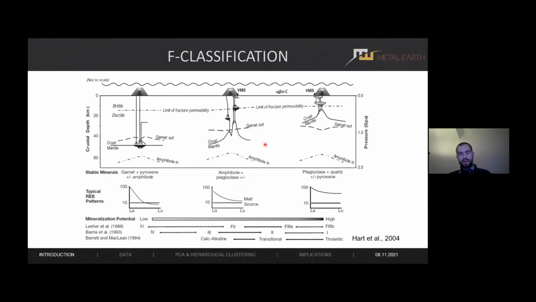In contrast, shallow metal lenses are obviously not associated with these high pressure mineral phases, and they have flat REE patterns. So the F classification reflects this depth relationship, with F1 being associated with deep metal lenses, F2 with intermediate metal lenses, and F3 with shallow metal lenses. And importantly, the F3 signature has been subdivided into F3A and F3B, of which F3B is particularly prospective and very strongly associated with Archean environments. So what we want to do is understand how this classification holds up in modern oceanic regimes, and if these are comparable, and if they are, what can we learn from that?